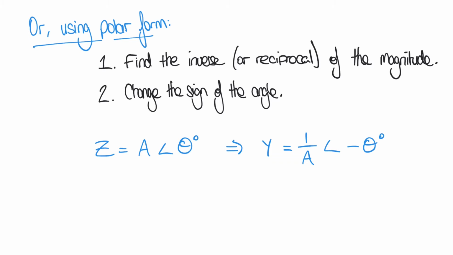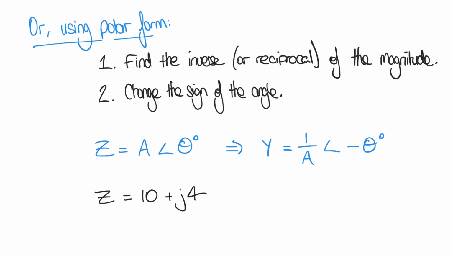So we found the reciprocal or the inverse, 1 over the magnitude, and we've changed the sign of the angle. So if it was positive, it becomes negative. If the angle was negative to begin with, it would become positive. So let's apply this to our example of Z equals 10 plus j4 ohms.